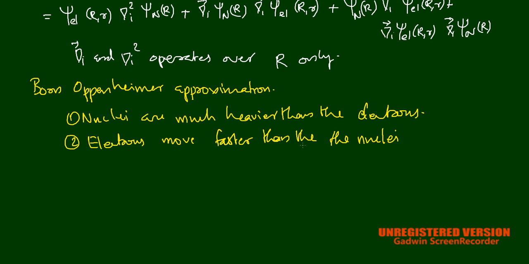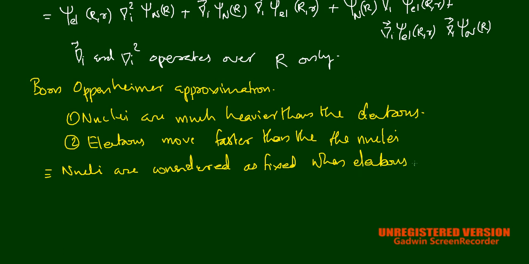In other words, nuclei are considered as fixed when electrons carry out the motion. So this is the important Born-Oppenheimer approximation in words.